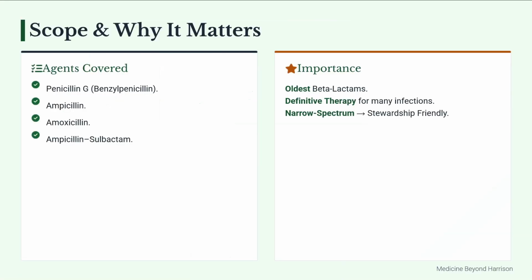Let's get started. The agents that we discuss in this video are Penicillin G, Ampicillin, Amoxicillin, and the Ampicillin-Sulbactam combination. It is of great importance because it is one of the oldest beta-lactam drugs, but it is a definitive therapy for many infections even today. Because of its narrow spectrum and stewardship-friendly profile, it is also a highly preferred drug.